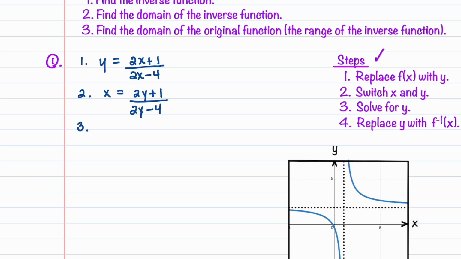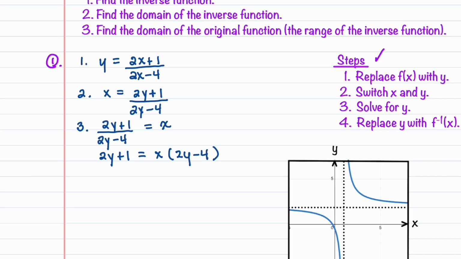Now for our third step, that's the hard part. We have to solve for y. I think it's easier if we put our y's on the left-hand side, so let's do that. So we have 2y plus 1, all divided by 2y minus 4, is equal to x. Now we're going to solve for y. To solve for y, we can multiply both sides of our equation by 2y minus 4. On the left, we have 2y plus 1, and on the right, we get x times 2y minus 4.